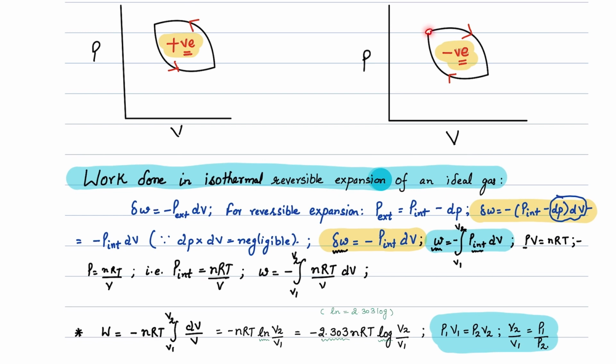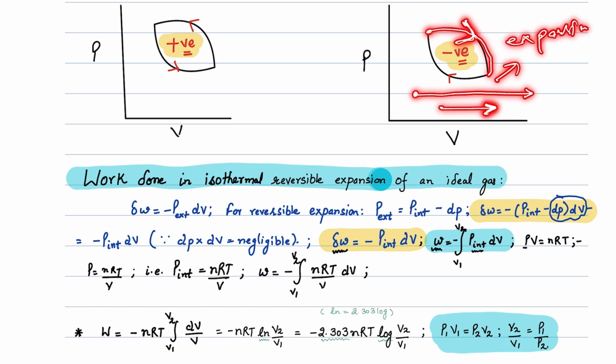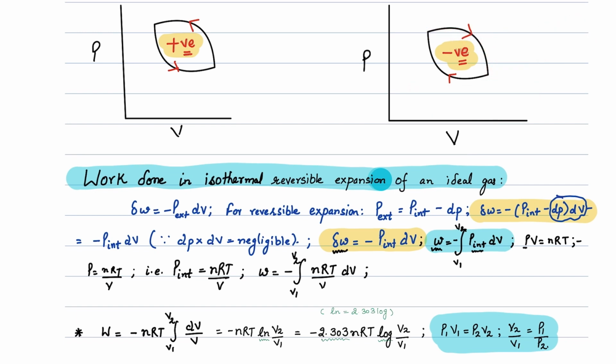Now let us consider the second graph. In the upper line, we are going from left to right. So we are increasing the volume, that is expansion work, and we know that it is negative. The second line is moving from right to left. So the volume is decreasing. That is an example of contraction, that is positive work.